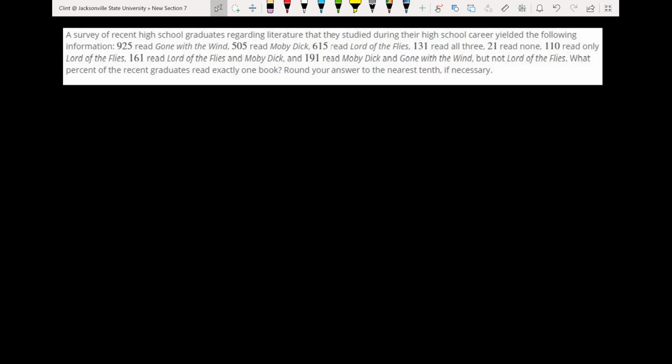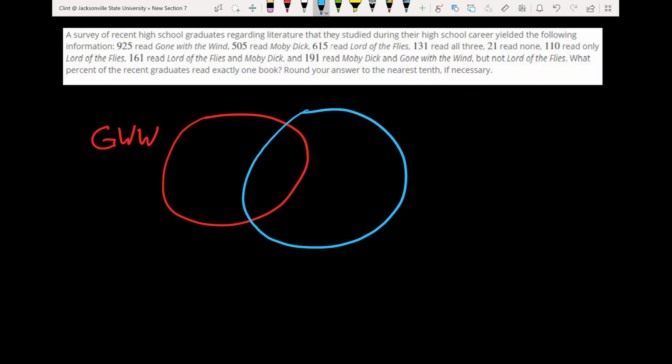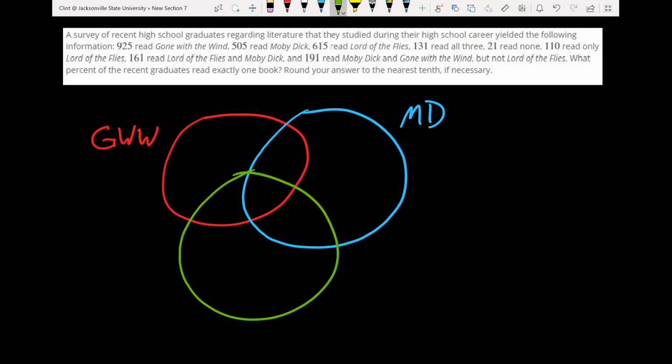Okay, we got to round there because it's asking us for our answer as a percentage here, not just a number. So we're going to set it up basically the same way we started on the other one. We're going to do 3 circles. So I'll call this one Gone with the Wind. Okay. We'll call this one Moby Dick. And then we'll call this one Lord of the Flies.